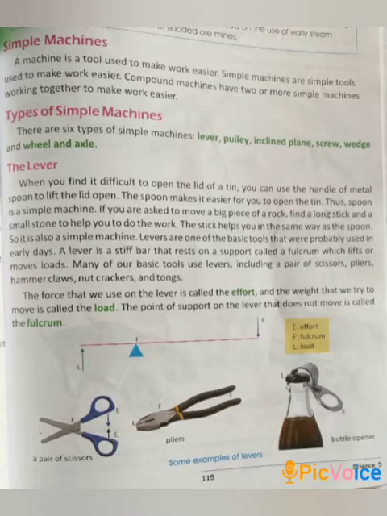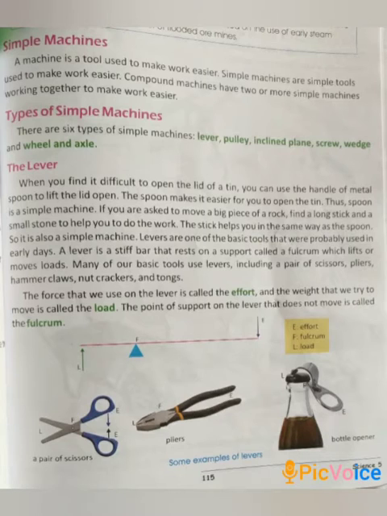First we discuss about the lever. When you find it difficult to open the lid of a tin, you can use the handle of a metal spoon to lift the lid open. The spoon makes it easier for you to open the tin. Thus, spoon is a simple machine. If you are asked to move a big piece of a rope, find a long stick and a small stone to help you to do the work. The stick helps you in the same way as the spoon, so it is also a simple machine.